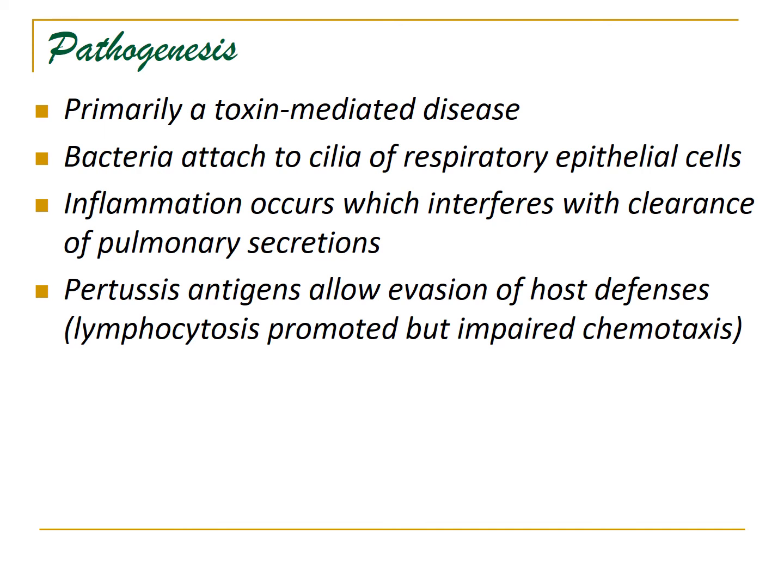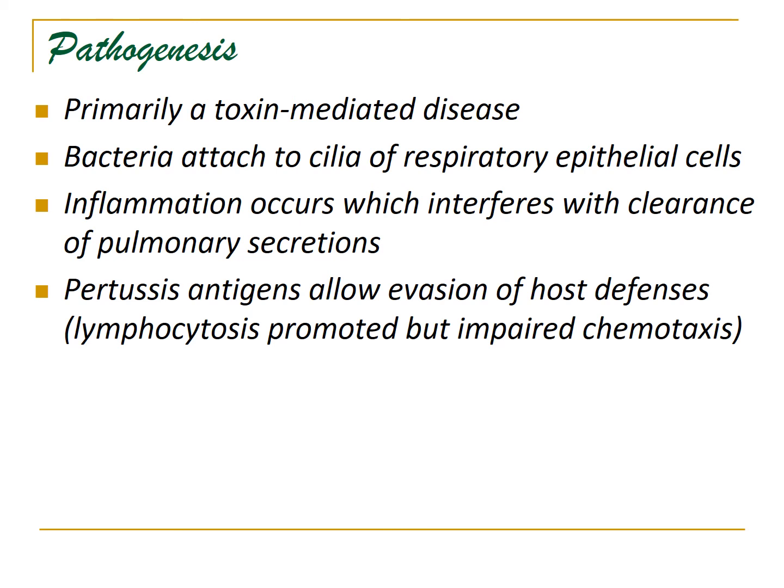The organism also produces a toxin that promotes the destruction of the ciliated cells. Lastly, the organism produces a lymphocyte promoting factor, or LPF, giving the appearance of a viral infection. If you have learned this from hematology, lymphocytosis usually indicates a viral infection.